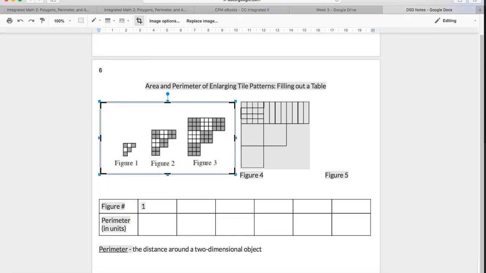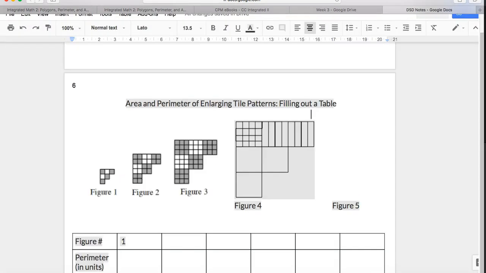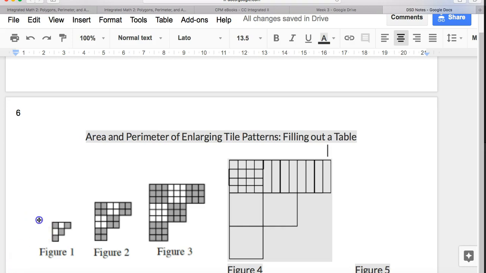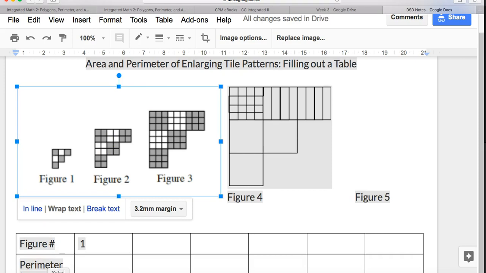So if you look at the very first image, okay, here, let me zoom in first so you can see the first figure. And I'm going to go ahead and highlight it with a pen. The perimeter will count up the number of units that are around this image.